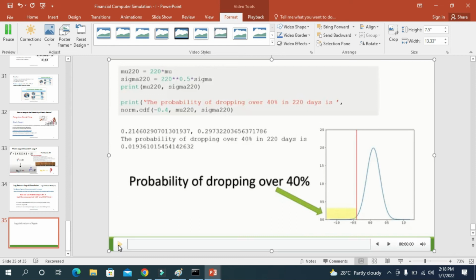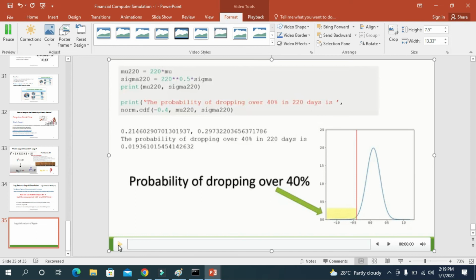So, by using the PDF, we know how we can use the curve of the normal distribution according to our requirement to find the loss per day, and how we can calculate this loss for 220 trading days, or what is the probability of dropping over 40% in 220 days.